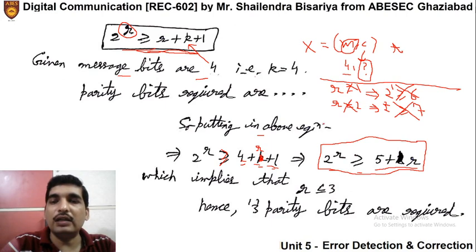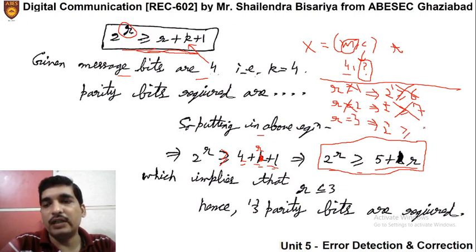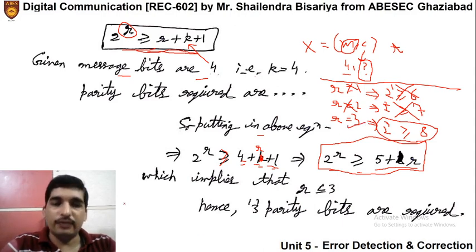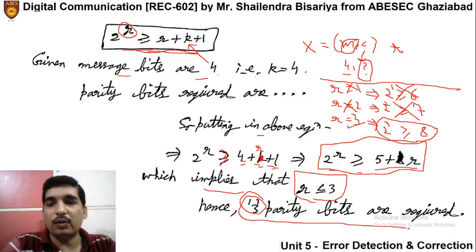Now let us take the third condition. We will continue till we get a value of r which satisfies this equation. So let us take r equal to 3. Then 2 to the power 3 should be greater than or equal to 5 plus 3, that is 8. 2 to the power 3 is equal to 8, so it satisfies the condition. So we can take r as 3, which implies that r is greater than or equal to 3. That means 3 parity bits are required.